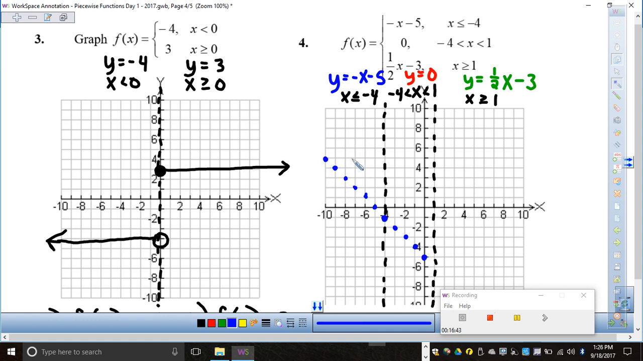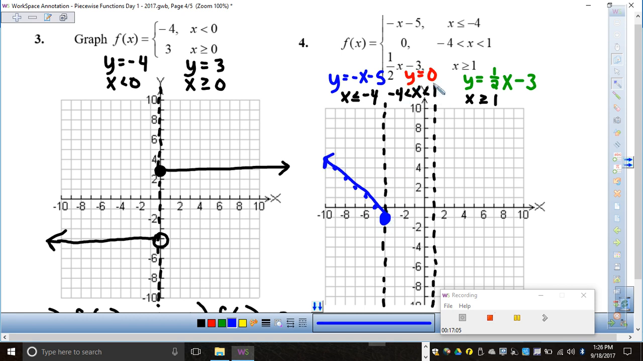Now, the only ones I'm going to connect are the ones that are to the left of -4. So it's going to stop at the boundary line. Grab your eraser. We'll erase these points. Right now, let's think about that open circle, closed circle. Because it's less than or equal to, this is going to be a closed circle right there.